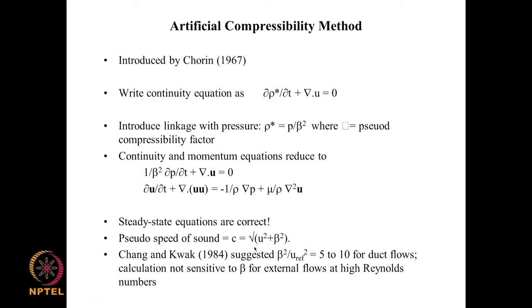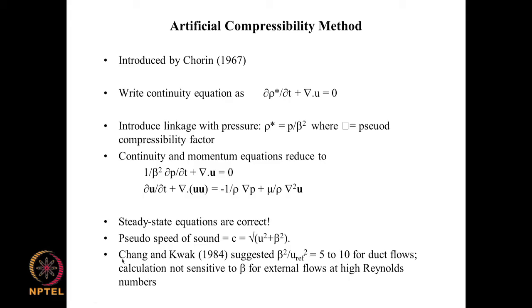for example, the average speed in a duct flow, or something like the u infinity in the case of flow over external bodies, external flow over bodies. So, free stream velocity, that is what it is. So, the characteristic velocity square plus beta square, and square root of that is the pseudo speed of sound, and we must make sure that this is reasonable.